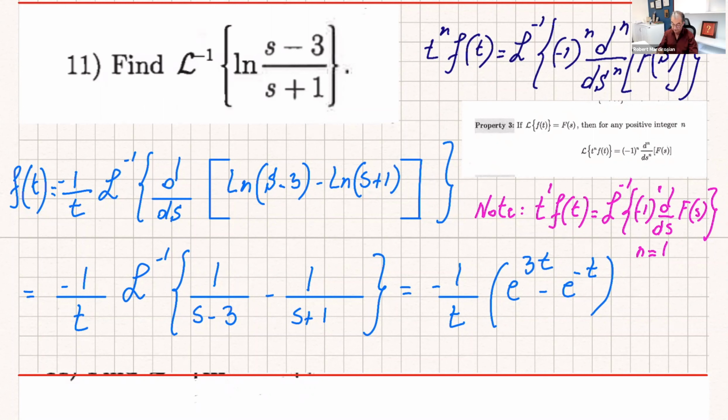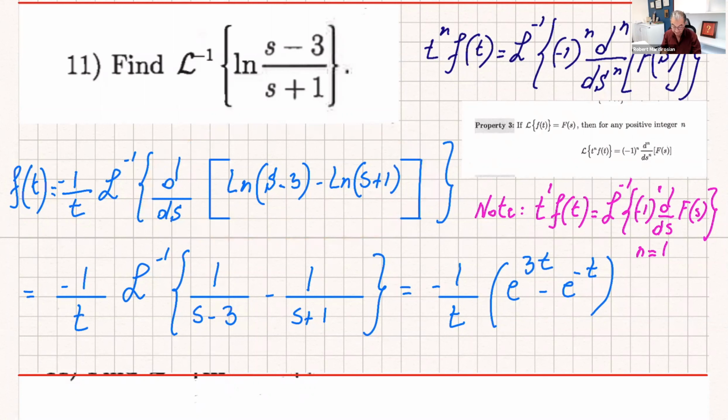So why do we do that? Let's first substitute. In this case, if we take n equal to 1, because we can just take the first derivative, we can write that again: t to the power of 1 f of t equals the Laplace inverse of (-1) to the power of 1, the first derivative of F of s. And let's go ahead and do that. If you isolate f of t, you get -1 over t times the Laplace inverse of the derivative of that function.